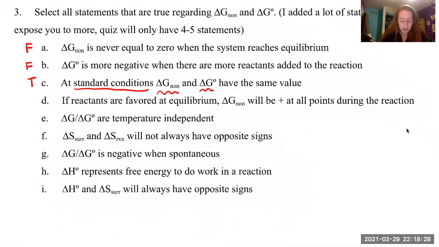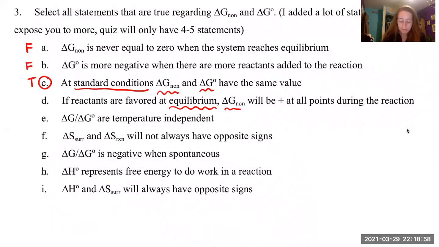The next one is saying if reactants are favored at equilibrium, delta G non-standard will be positive at all points during the reaction. And similarly to the first statement, at equilibrium, we can't really tell with delta G non-standard, right? We need to really reference delta G standard. If we're going to be asked any questions about equilibrium, we need to look at delta G standard, not delta G non-standard.